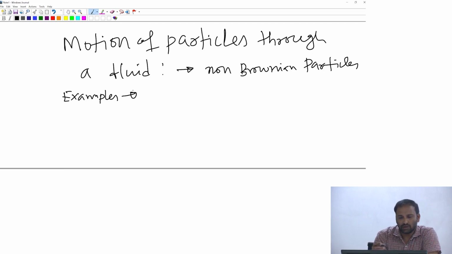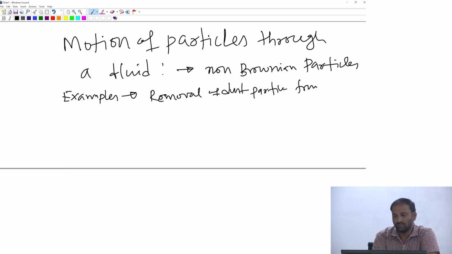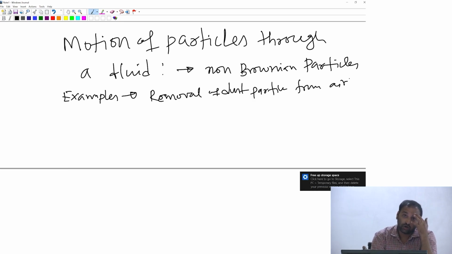So consider an operation such as the removal of dust particles from air, or you could also have a case where there's a flue gas coming from one of the industries, and this flue gas could be carrying particles.